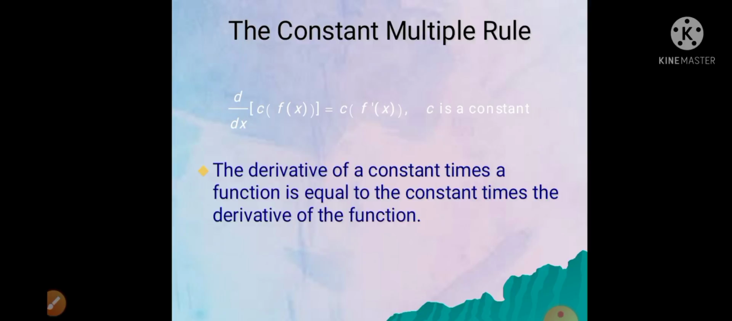For the constant multiple rule, d/dx of c times f(x) is equal to c times f prime of x, where c is a constant. The derivative of a constant times a function is equal to the constant times the derivative of the function.